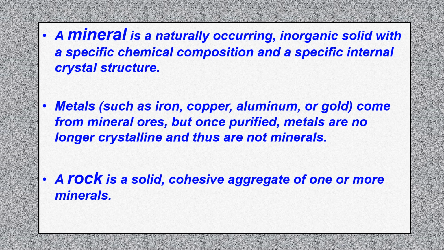Well, first off, what's the difference between a rock and a mineral? Well, a mineral is naturally occurring, it's inorganic with a particular chemical composition and internal crystal structure. A rock is an aggregate of one or more minerals. Now the metals, such as copper or gold, come from mineral ores, but once purified, the metals are no longer crystalline, and so we don't consider them minerals at that point.